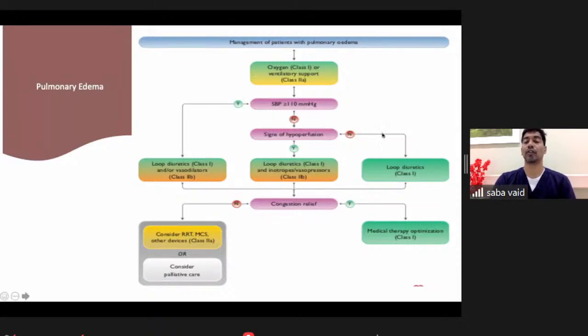But if there are no signs of hypoperfusion and the blood pressure is also not above 110, then it's okay. You can just add the loop diuretic alone for these patients, like what you normally do for pulmonary edema, and wait for the response. If there is a good response, you optimize the medical therapy and continue care. But again, if there is no good response, the final common pathway is that pharmacological treatment has not helped. So you go ahead and look for mechanical treatment, like mechanical circulatory support or renal replacement therapy. Basically, you're introducing machines along with the pharmacological agents. But this is the guideline for treatment of pulmonary edema.